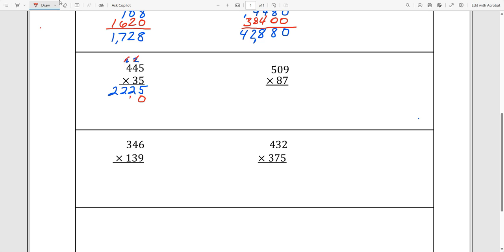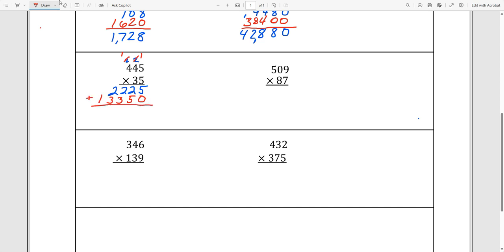3 times 5 is 15. And we'll carry the 1. We'll put the 1 right here. And 3 times 4 is 12. Plus the 1 is 13. So we'll carry the 1 again. And 3 times 4 is 12. Plus the 1 is 13 again.